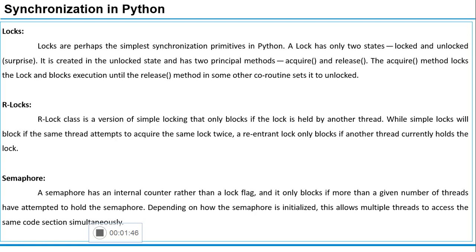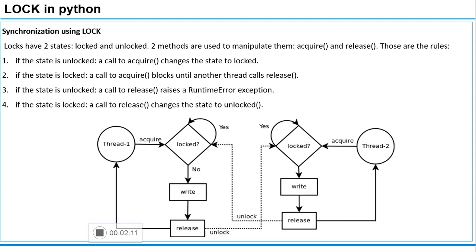Third one is semaphore, which is an internal counter rather than a lock flag. It blocks only when more than the given number of threads try to access. That is, if you set the counter to 5, ultimately 5 threads will be allowed to access the resource. If the count increases from 5 to 6, it will stop the additional thread from accessing the resource. At any point of time, only the given number of threads can access the resource.